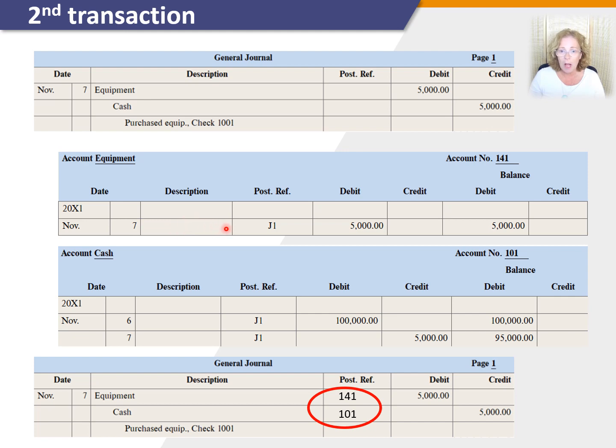In the posting reference column, we'll write the page number on which the general journal was recorded and write the debit amount of $5,000 into the debit column. Next, we'll calculate the balance of the account. Our next step is to post the credit of our journal entry to the cash account. We follow the same steps: enter the date, enter the posting reference and then the credit amount of $5,000 and calculate the balance. Our last step is to enter the posting reference on the general journal, which is the account number of the account that the general journal was posted to.